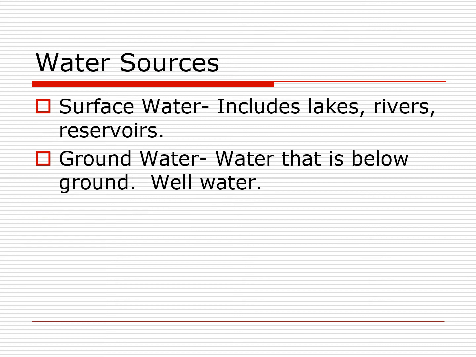So the two classifications of water sources are surface water, and that is just water that is on the surface, and that includes lakes, rivers, and reservoirs, and groundwater. And groundwater is water that is below the ground, or well water. So there are municipalities that actually get their water supply from wells, and there are others that get them from lakes, rivers, and reservoirs.